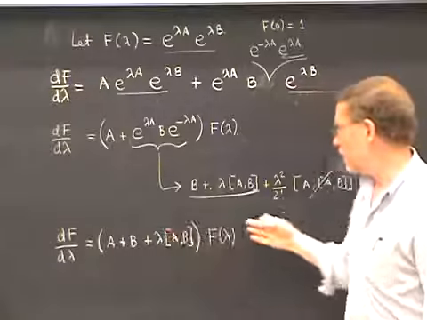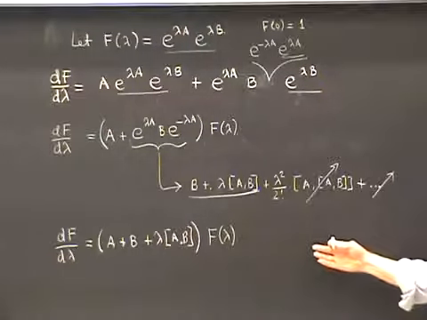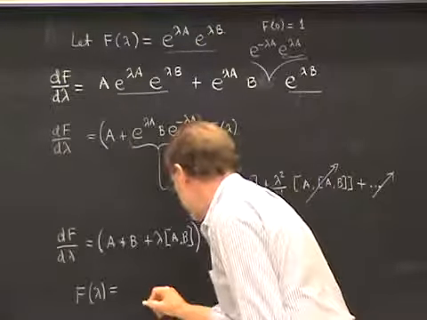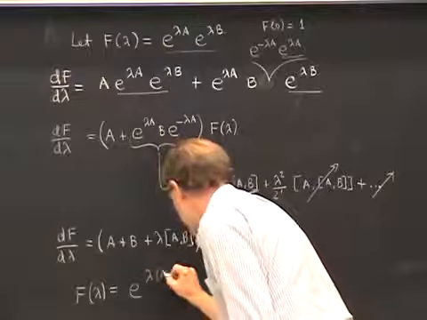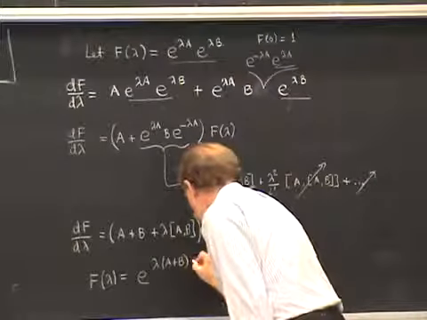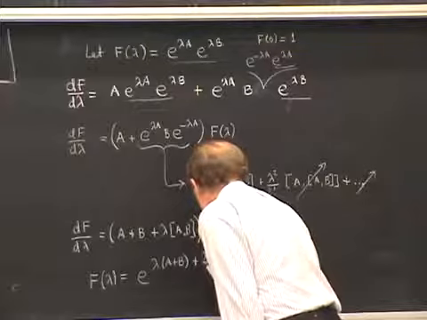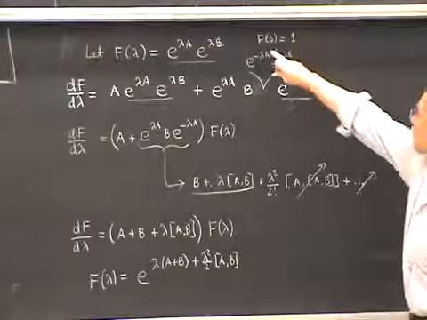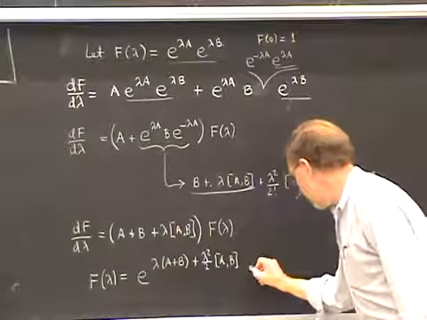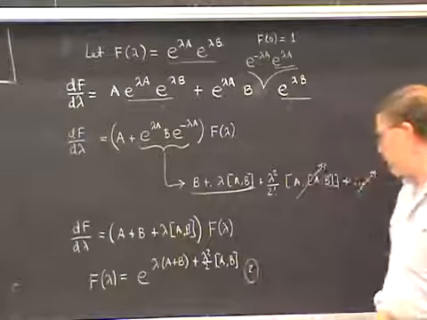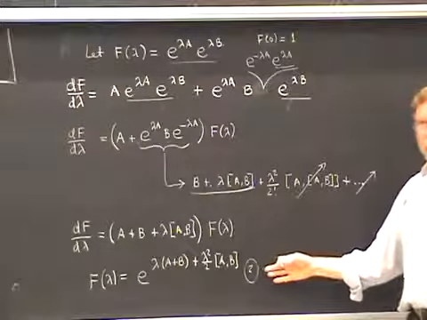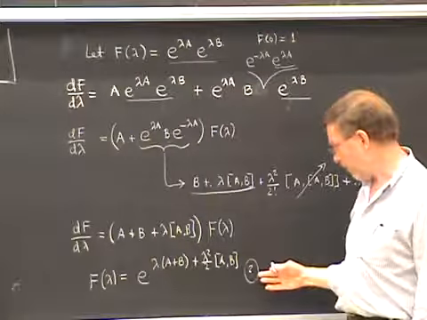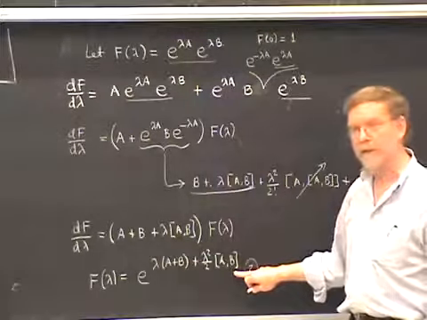Now, if this differential equation were numbers instead of operators, it would be easy to solve. It would be that f of lambda would be equal to e to the lambda times a plus b plus lambda squared over 2 times the commutator of a with b. This is assuming f of 0 is equal to 1. But we have to put a question mark on this until we can check to see that this is true even for the case of non-commuting operators. Well, in fact, it will be true for non-commuting operators if the derivative of the exponent commutes with the exponent itself.